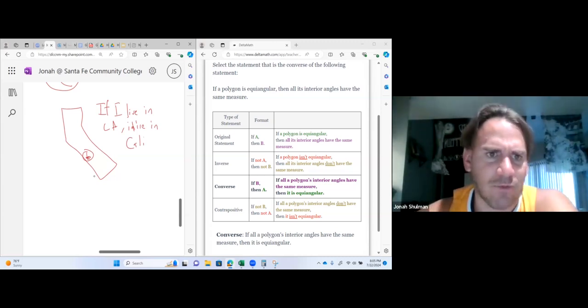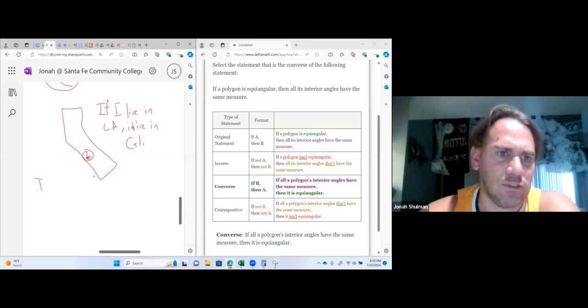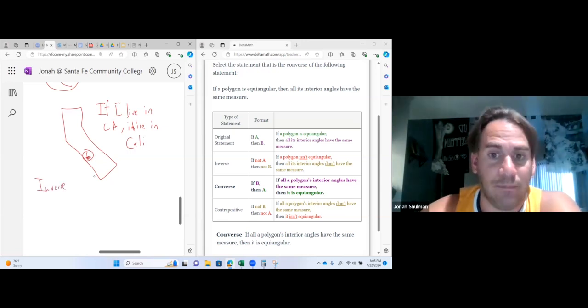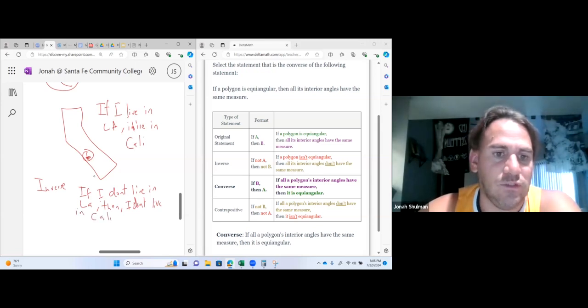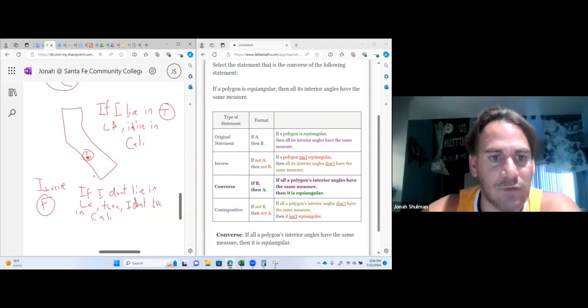So this is our true statement. If I live in LA, I live in Cali. So the inverse, we make them both negative. So if I don't live in LA, then I don't live in Cali. So if this is true, then the inverse has to be false. Because if I don't live in LA, then I don't live in Cali. That's not true because I can live in San Fran, right?